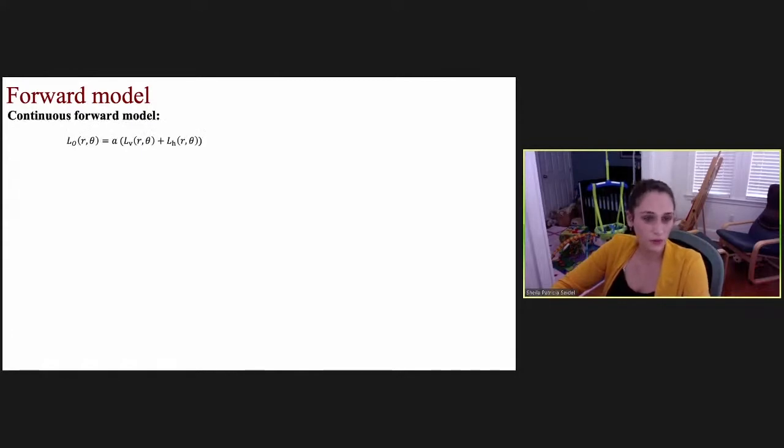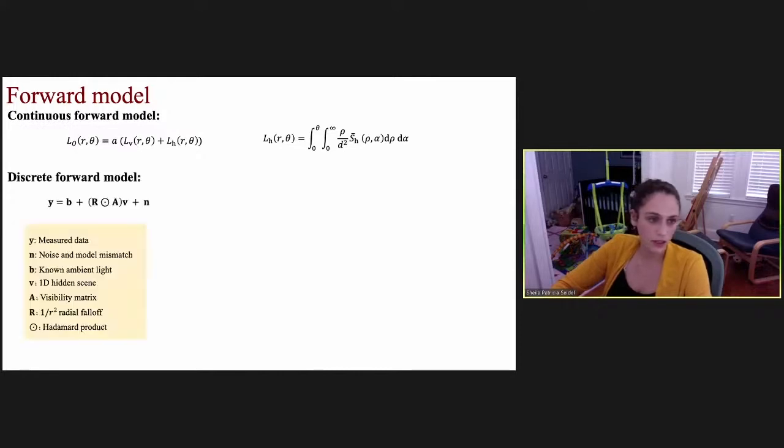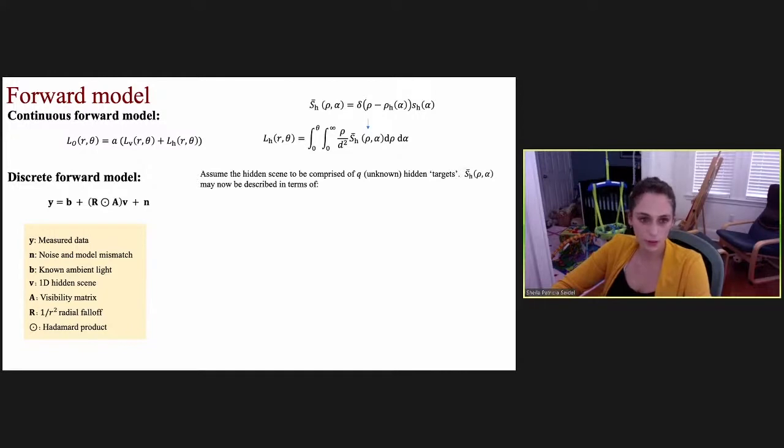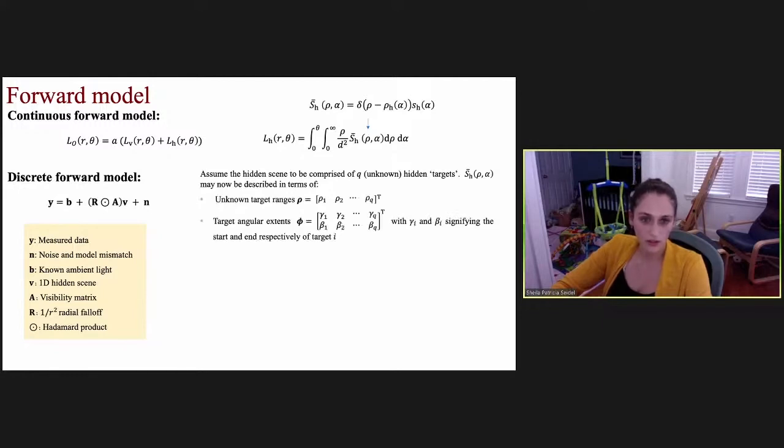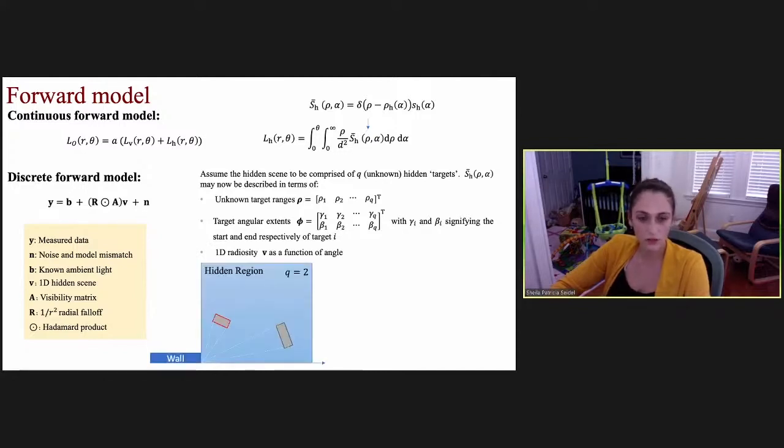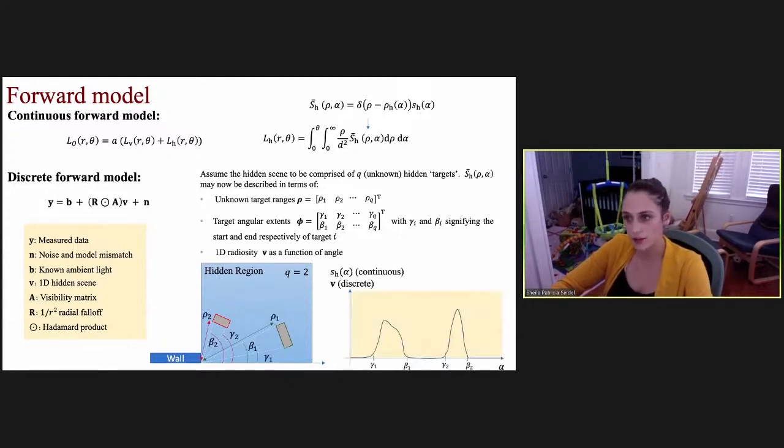So now we have our continuous forward model, which we've written in terms of this 2D plan view that we seek to recover, S_H bar. And we can write our discrete forward model. Now, in addition to assuming that S_H bar is separable in range and alpha, we're also going to further make this problem easier by assuming that the hidden scene is comprised of Q unknown hidden targets. Under this assumption, S_H bar can be described in terms of Q unknown ranges and Q angular extents, and then a 1D radiosity as a function of angle. So for this hidden scene, we've got two targets, Q equals 2, and now we're just estimating two ranges and two angular extents, and we'll have a higher angular resolution reconstruction in V.